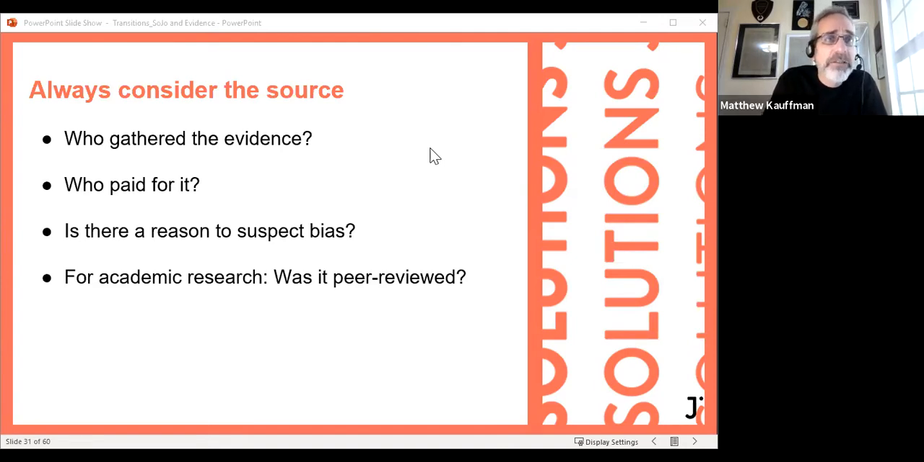And then for academic research, it's worth taking a look: was it peer reviewed? What that means is that people who are not involved in the research have looked it over and given it a thumbs up or a thumbs down. That can increase your confidence in the work that was done, that others, presumably independent, have given it their seal of approval.